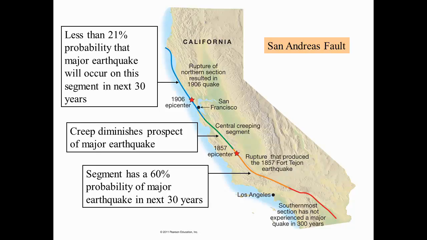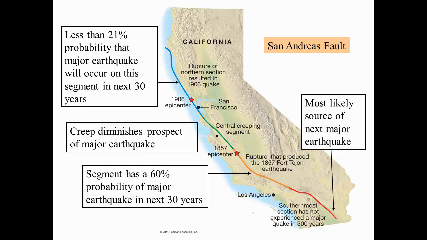The segment of most concern is the southernmost segment that has not experienced a major quake in the last 300 years. That southern segment is the most likely source of the next major earthquake. And notice that that segment occurs due east of Los Angeles.